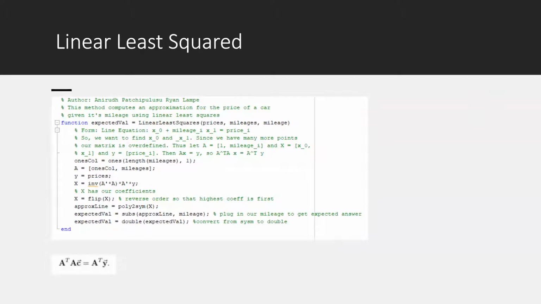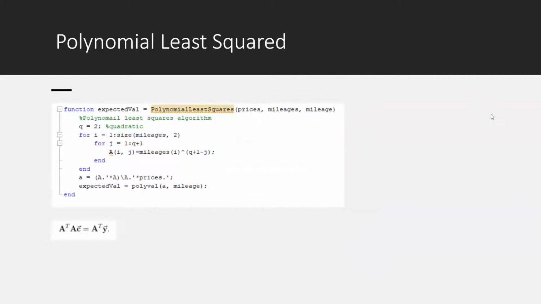All right, and here we are showing the implementation for our linear least squares code. The bottom left equation shows the math we did, the matrix operations, in order to obtain the polynomial for linear least squares. Here is our polynomial least squares function, and similarly, we use a similar matrix operation to obtain the coefficients, although the function is slightly different.